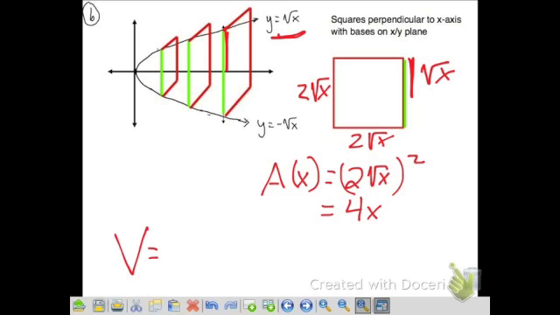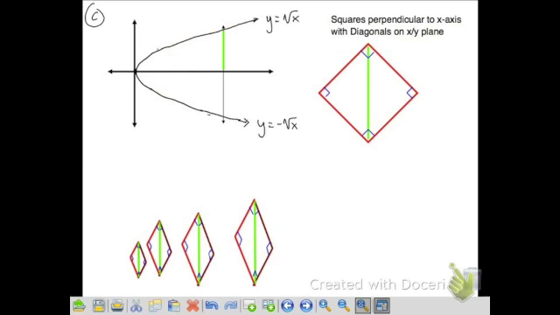We can find our volume. Whatever our limits of integration are, we're probably starting at 0 on this one. The integral of 4x dx. And after we know those limits of integration, we could go back and solve it.